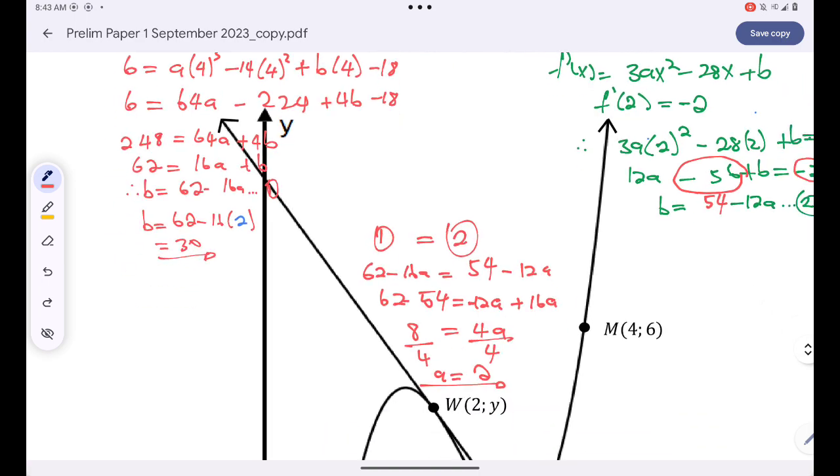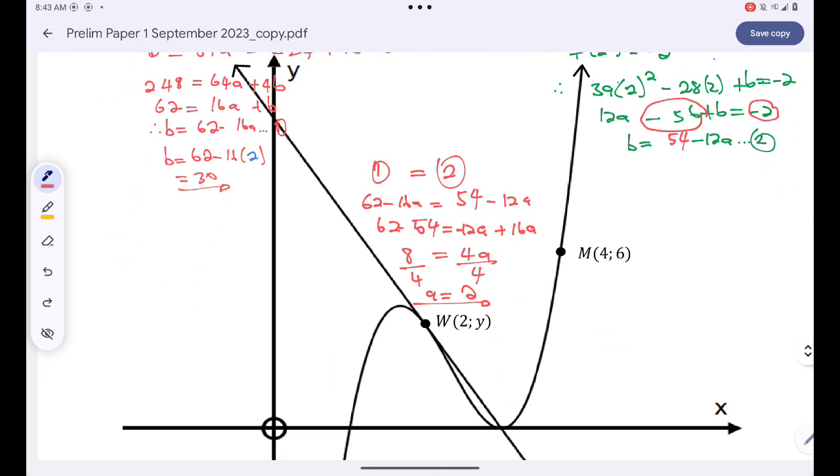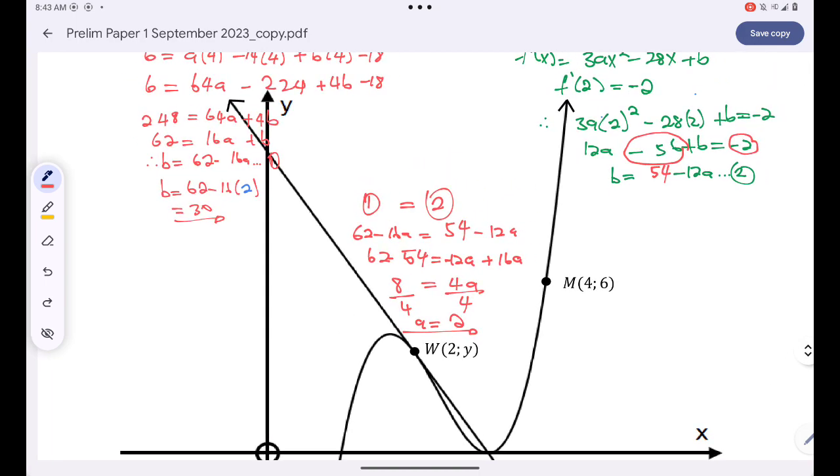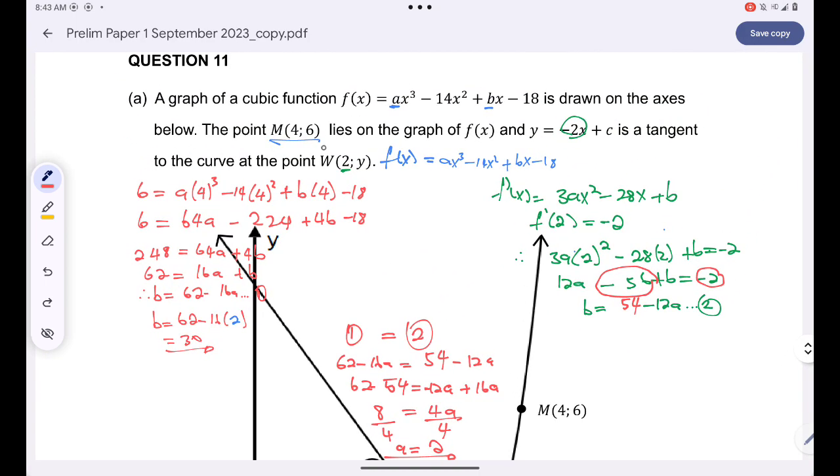That's how, guys, you're supposed to show that the value of a is 2 and the value of b is 30. Firstly, guys, deal with this point over here. We are told that y is equal to 6 when x is 4. Do substitute that, you'll end up having two unknowns, that is a and b.